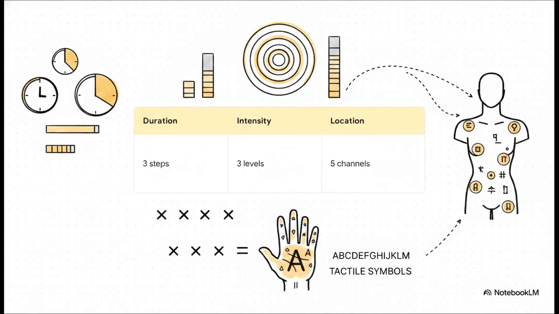Let's walk through the math on this slide because it is brilliant. Geldard broke tactile sensation down into 3 specific parameters. First, vibration duration, giving it 3 distinct steps. Second, vibration intensity with 3 levels. And third, spatial location on the body, utilizing 5 distinct channels. When you multiply those together, 3 times 3 times 5, you engineer a state space of exactly 45 unique tactile symbols. They systematically mapped an entire alphabet directly onto the skin.